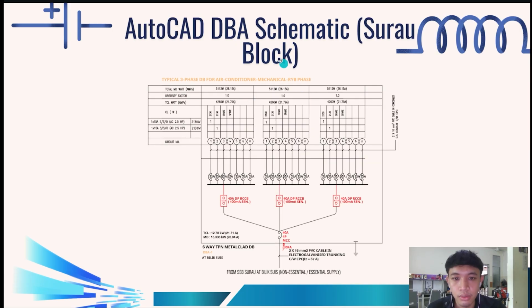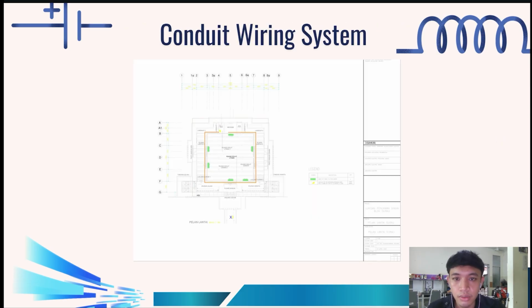Okay, this is our distribution board for each phase. This is our conduit wiring system. We choose the rectangle conduit system. It is easy to connect all the air conditioning together.